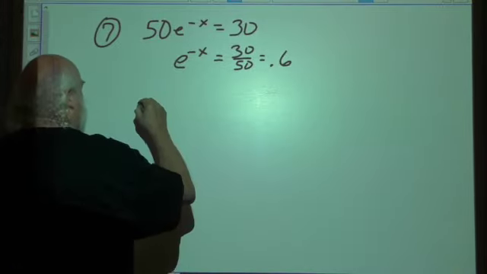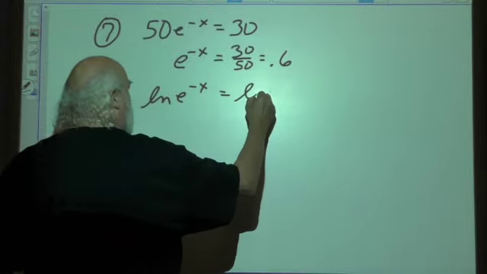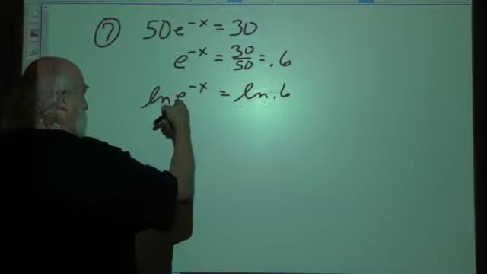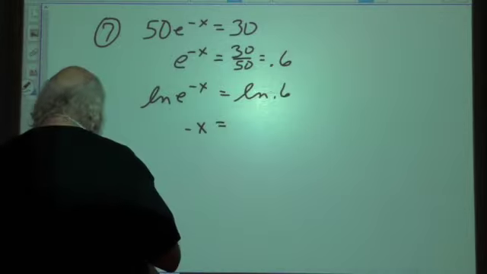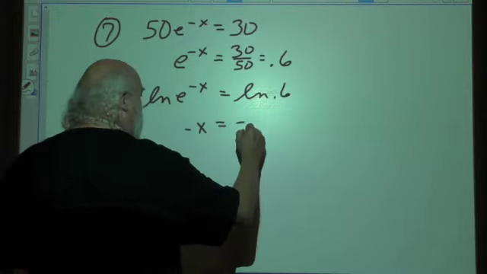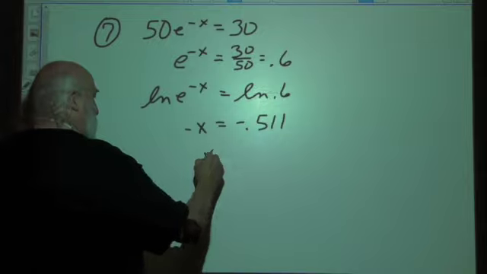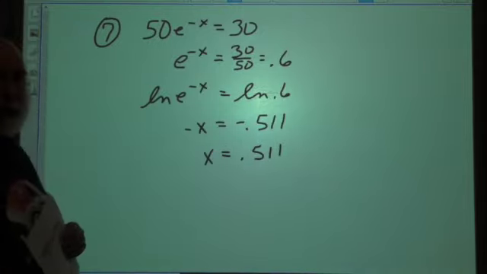So we take the natural log of both sides. Natural log of e to the negative x equals the natural log of 0.6. And the exponent of e here is negative x. We punch that out in our calculators and we get negative 0.511. Multiply both sides by negative 1, and x equals 0.511. Okay?